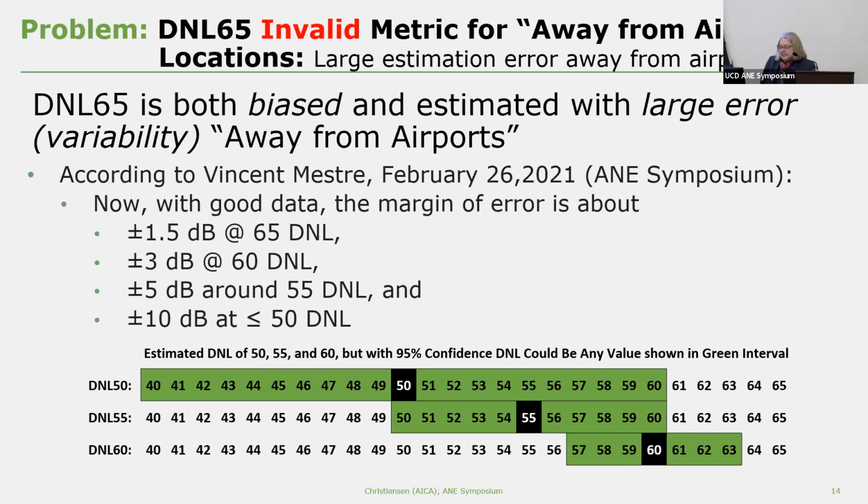So what you see in the graphic below, the first line in green is DNL 50. So assume that your area has an estimated DNL of 50. According to Vince, that number in reality with 95% confidence could be as low as 40 or as high as 60. That causes DNL 65 to be an invalid metric as far as statisticians are concerned, including me.